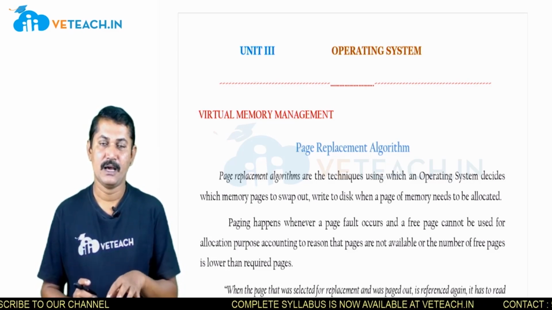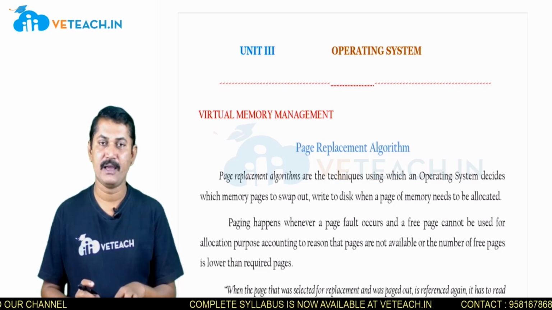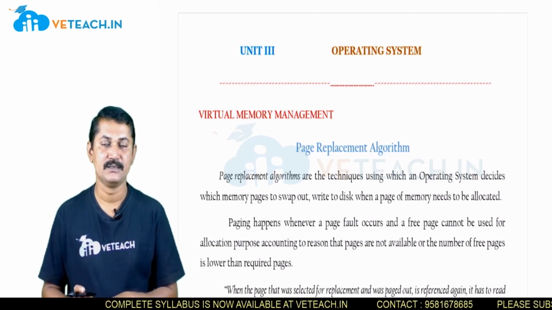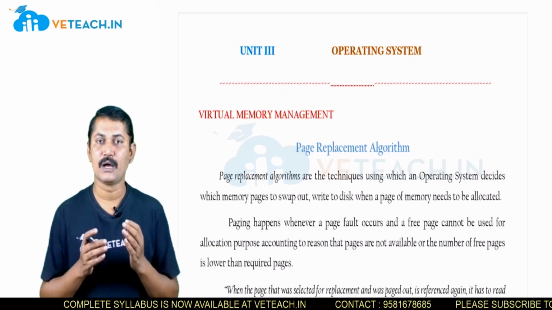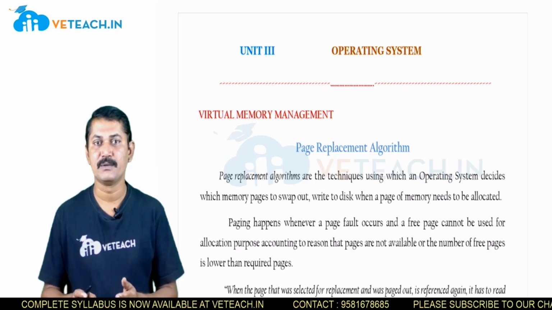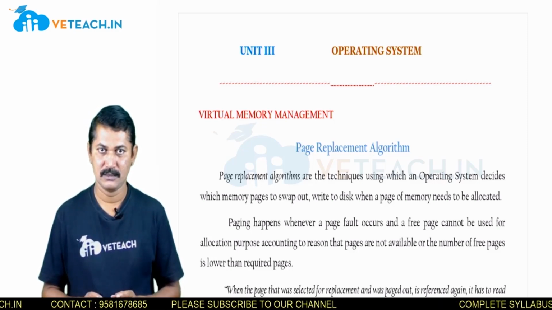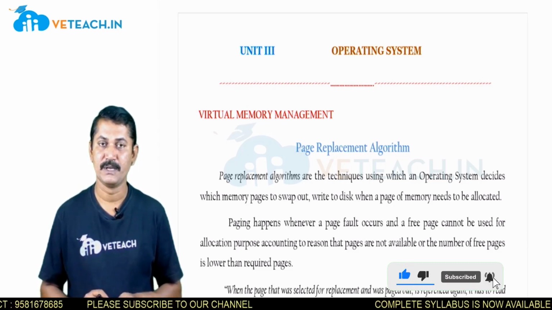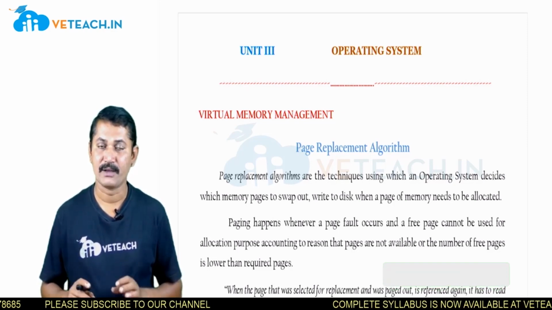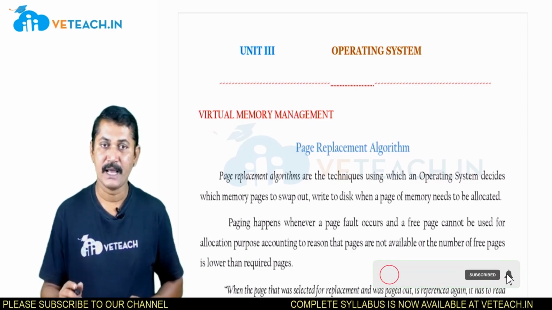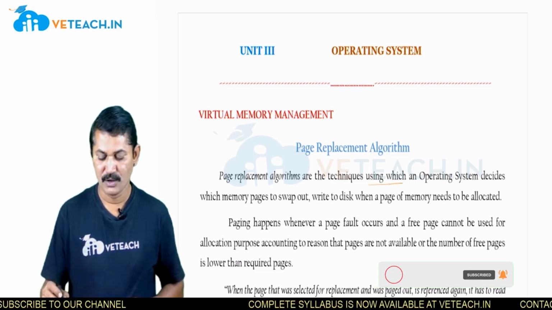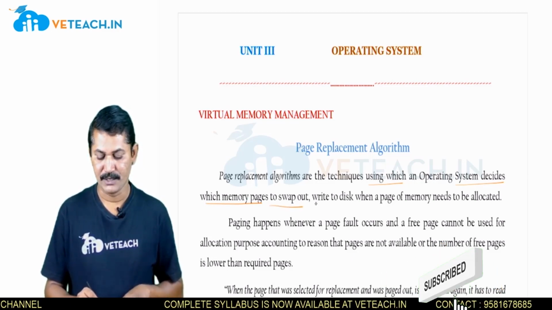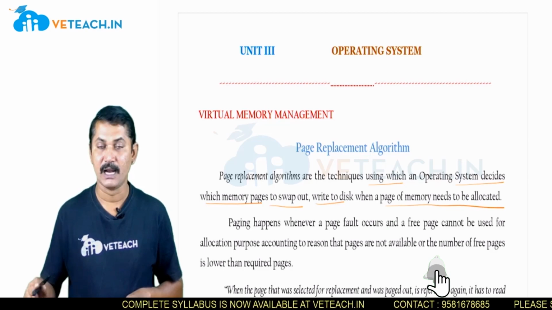Here the number of free pages available in the memory may not be sufficient for the number of pages that are going to be placed. To overcome this and make the paging technique efficient, we are going to study the different algorithms used by the operating system, that means page replacement algorithms. Have a glance at the subject. Page replacement algorithms are the techniques using which the operating system decides which memory page needs to be swapped out and written to the disk when a page needs to be allocated.